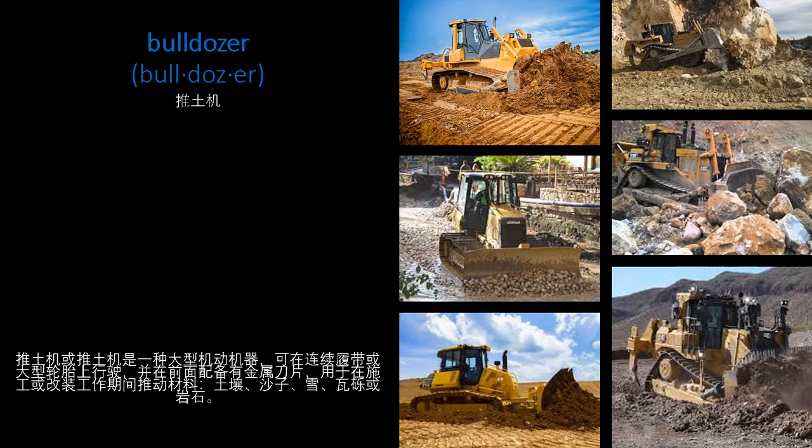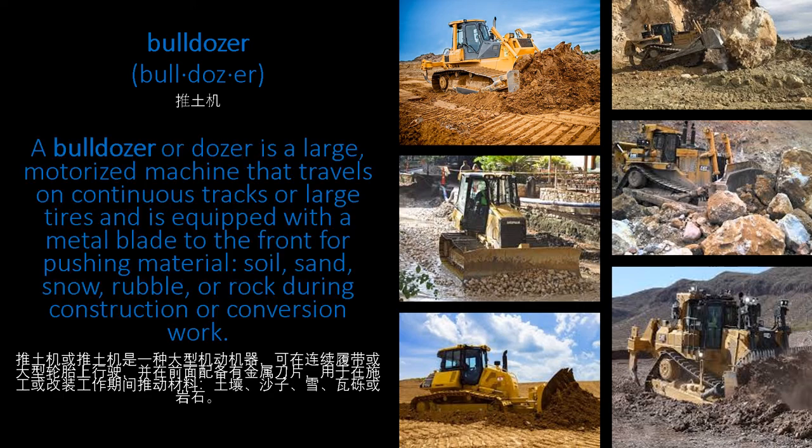Bulldozer. A bulldozer or dozer is a large motorized machine that travels on continuous tracks or large tires and is equipped with a metal blade to the front for pushing material, soil, sand, snow, rubble, or rock during construction or conversion work.